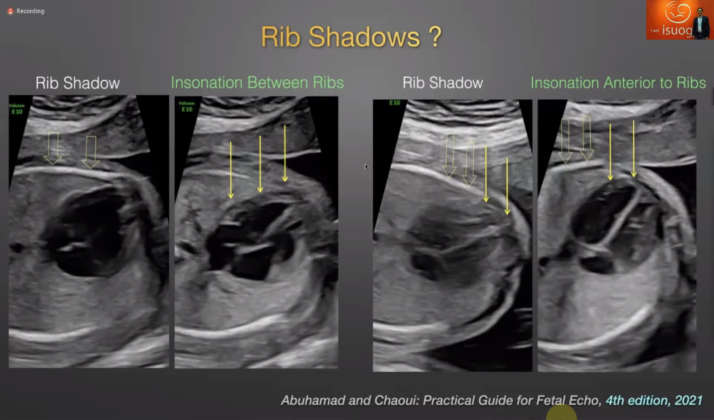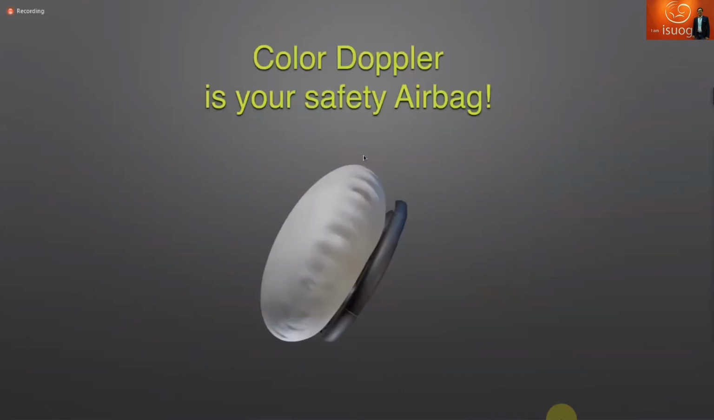The other point I will compare is that color Doppler is your safety airbag. Believe me, remember this word, it is your safety airbag, because without color Doppler, you may miss many things. Many years ago, in the early 90s, we supposed color Doppler was only helpful when you have a cardiac abnormality. Today, I tell you, if you do a scan without color Doppler, it's like driving all the time without an airbag. If there is an accident, you will die.